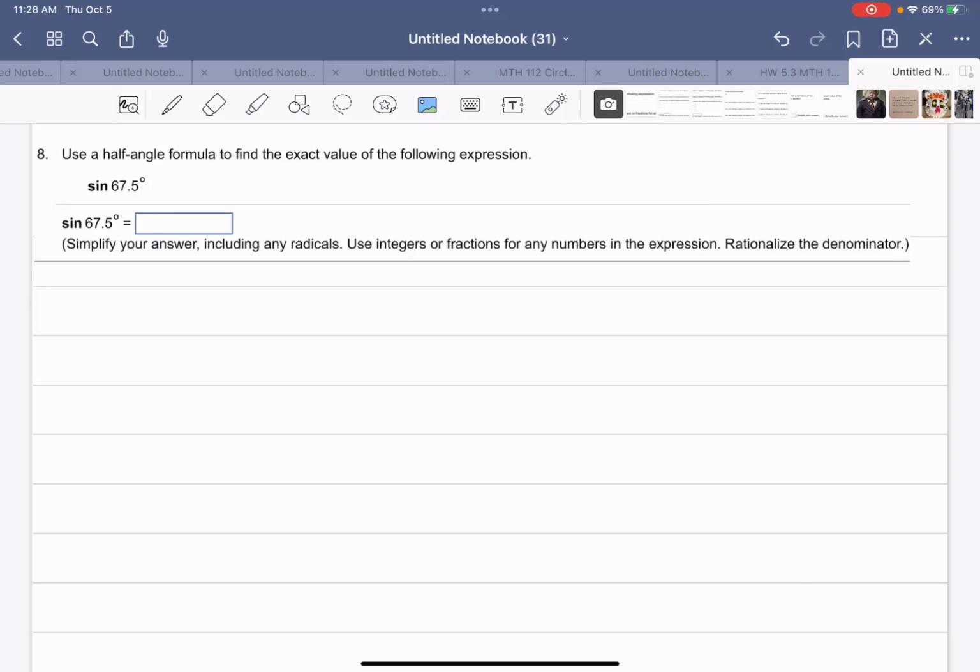Example number 8. Use a half-angle formula to find the exact value of the following expression. Sine of 67.5 degrees.